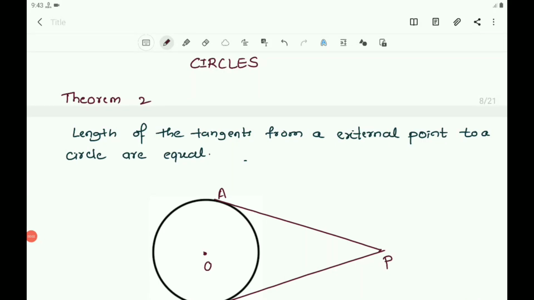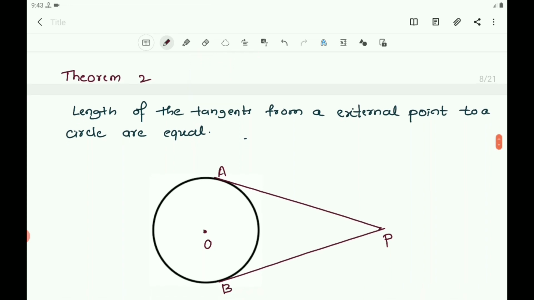Children, let us continue the chapter circles. Now let us discuss the statement and proof of theorem 2, which is on the tangents of the circle. You know that tangents from the external point to a circle are always equal. This is the statement of theorem 2. The length of the tangents from an external point to a circle are equal. And by measuring, we got the result.